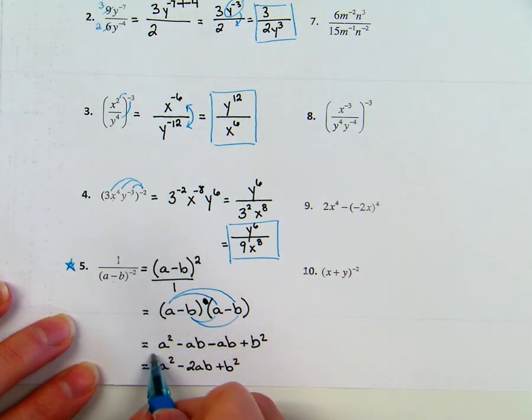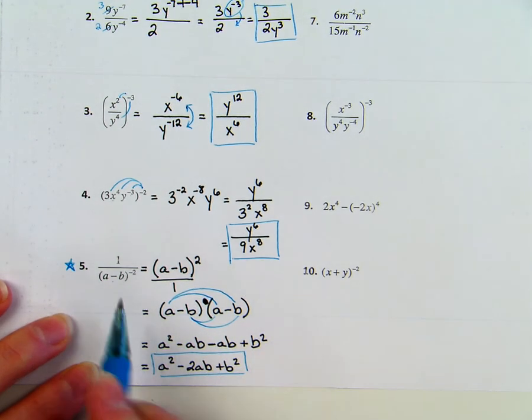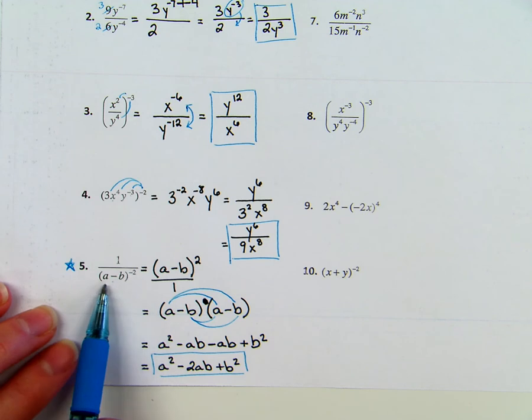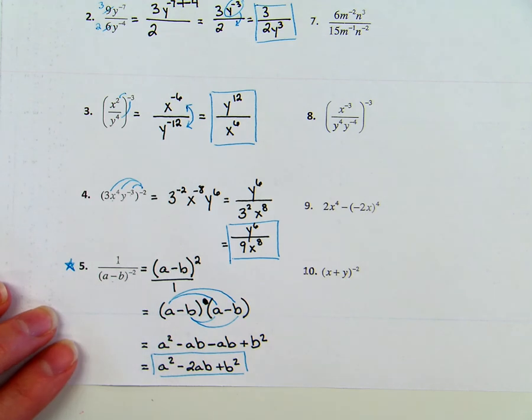Again, you couldn't get this answer by simply distributing the exponent. That would only have given us a squared minus b squared. But we see our answer is very different.